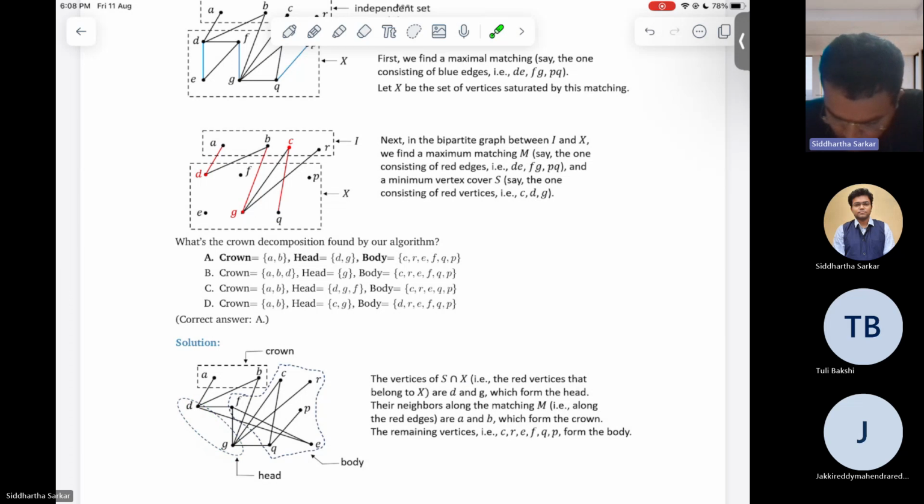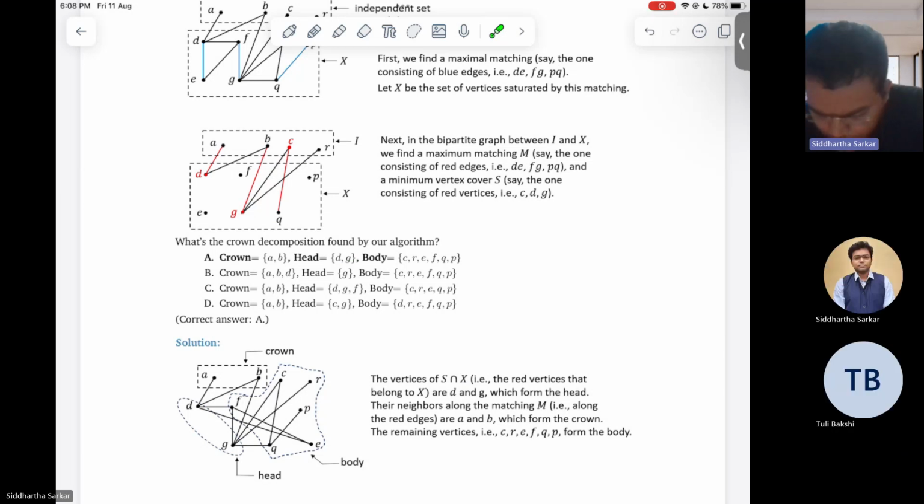Therefore, we can directly get head to be D and G, right? So in the options, if you see, only one option has D comma G as the head. So other things you can anyway rule out immediately. But still, for the sake of completion, we will look at how the crown is computed. So once the head is decided, the crown is the neighbors along the matching M. So the neighbor of D along the matching is A, and the neighbor of G along the matching is B. Therefore, A and B form the crown, right? And the rest of the vertices are a part of the body.